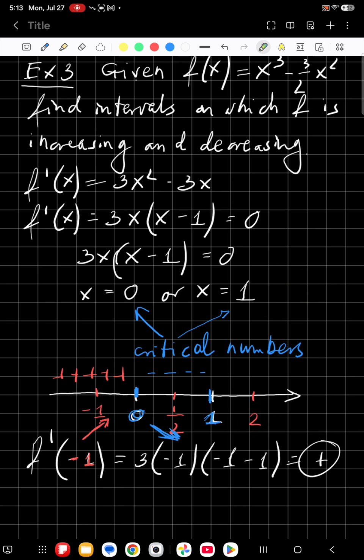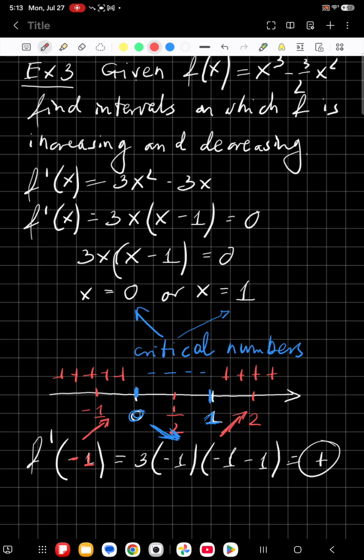Okay, so let's check our last testing point, which is 2. I'm plugging in that 2 into the first derivative. So I'm going to get 3 times 2, so that will be positive, and here positive, so the whole thing will be positive. I should have used more different colors. Okay, and the function will be increasing.